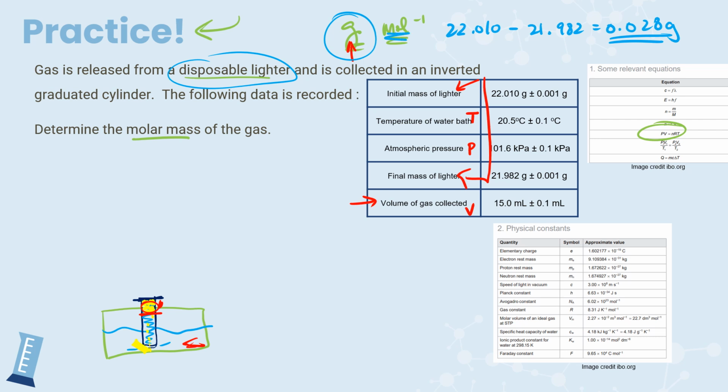Let's do moles now. We're going to have to use PV equals nRT. P is going to be pressure. I have 101.6 kilopascals. Multiply by 1,000 to get 101,600 pascals. Volume is going to be 15 milliliters, which is totally the same thing as 15 cubic centimeters.